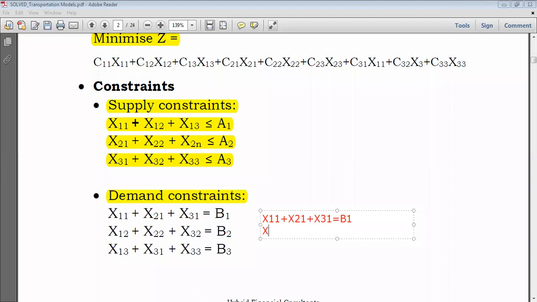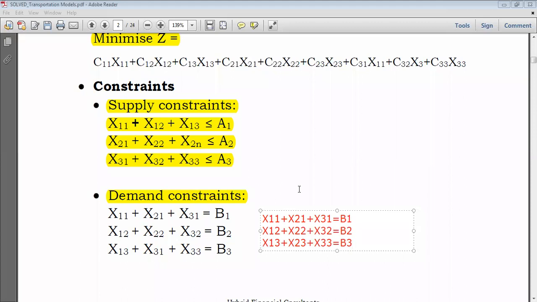Right now we are on the second column. So the second column, we can say X12, and then you go down, you will have X22, and then you go down again, and you have X32. This one will be equal to B2. And then you go to the last line, you say X13 plus X23 plus X33. This one would also be equal to B3. So that's what you have to do when dealing with something like this here.